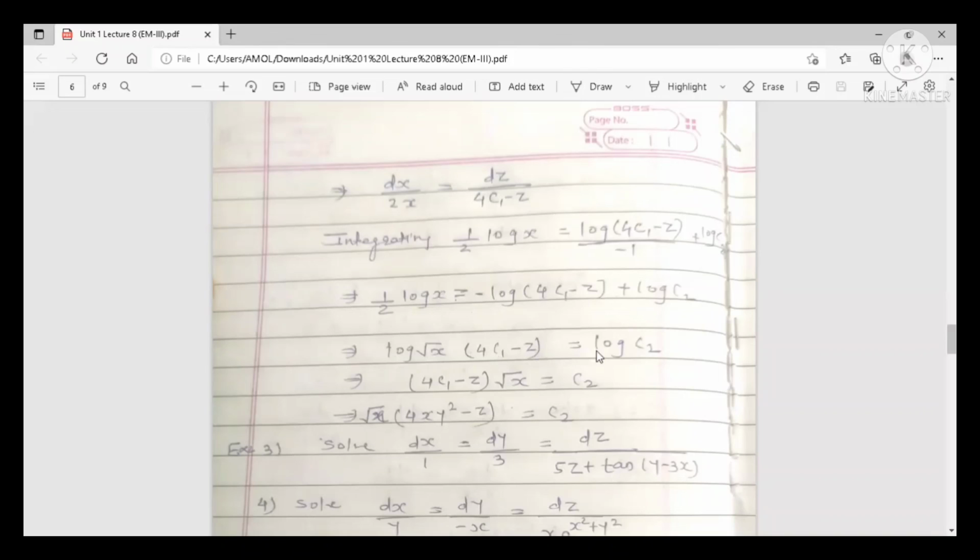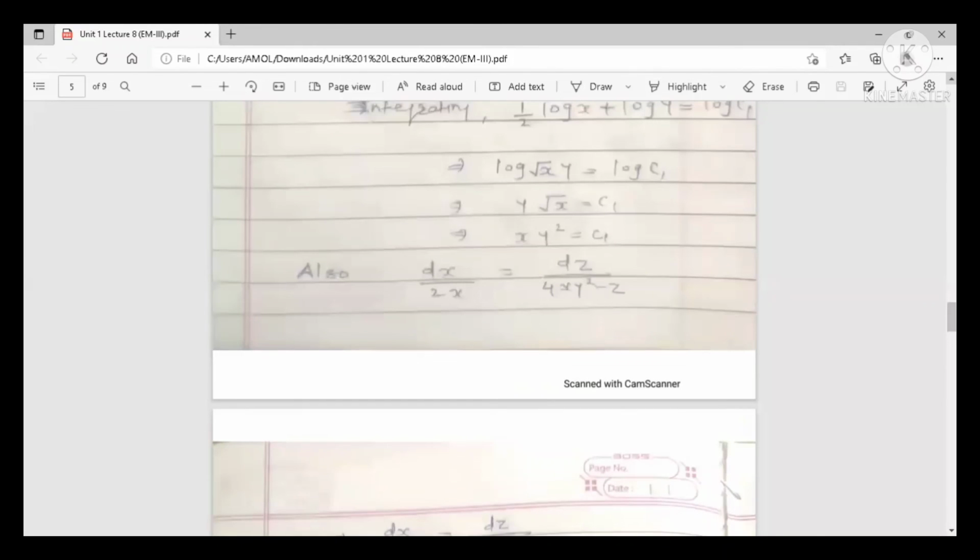Log functions are equal, so values are equal. So 4c1 minus z into root x is equal to c2. And now you replace the value of c1 here. In the first set of solution it is x y square. So root x into 4xy square minus z is equal to c2. This is the second set of solution, and this is your answer. So we have two sets of solutions: the first set is x y square is equal to c1, and this is the second set.